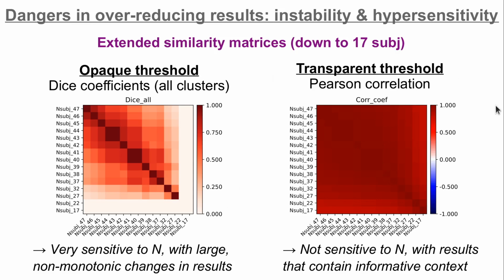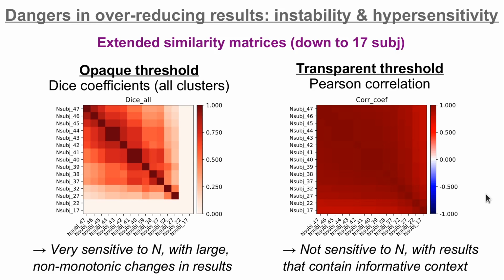Okay, and again, we could try to quantify this using similarity matrices. As you might expect from what we looked at, the similarity with the number of subjects changing when we're in the opaque threshold decreases quite quickly, and this is actually an extended matrix, so the number of subjects decreases down to 17. By the time you're in the 20s, there's really quite low reproducibility. So this comparison after thresholding opaquely is very sensitive to n, with large non-monotonic or kind of non-trivial changes. With transparent thresholding, we're in a very different regime of high stability, not sensitive to n, and we get the bonus of results with context in them.